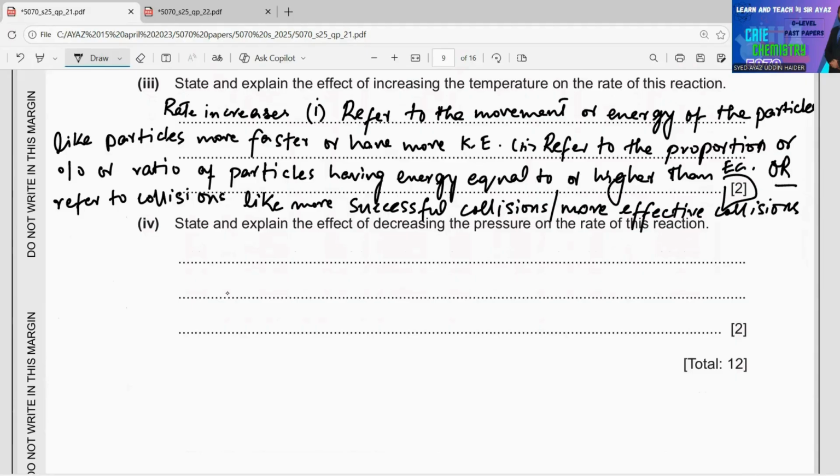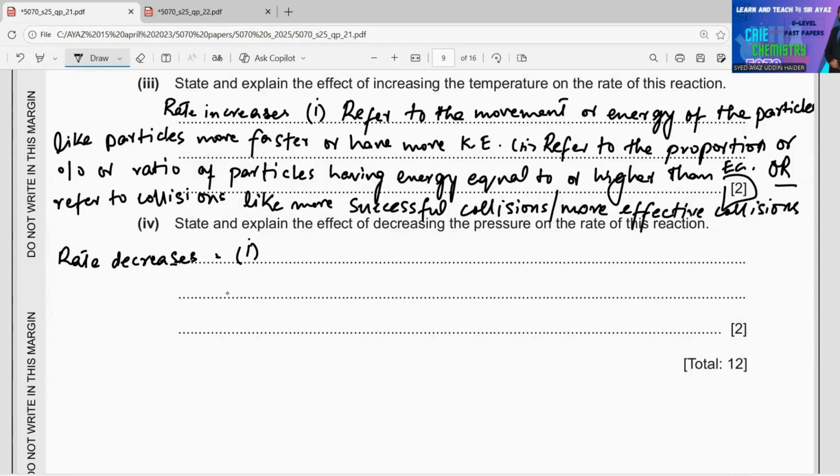Part 4. State and explain the effect of decreasing the pressure on the rate of reaction. You know, if you decrease the pressure, what will happen to the rate? First of all, you have to write the statement for rate. Rate decreases. So you'll write rate decreases. This one must be important. But this will not help you in gaining the full 2 marks. You have to write 2 more statements for this one also.